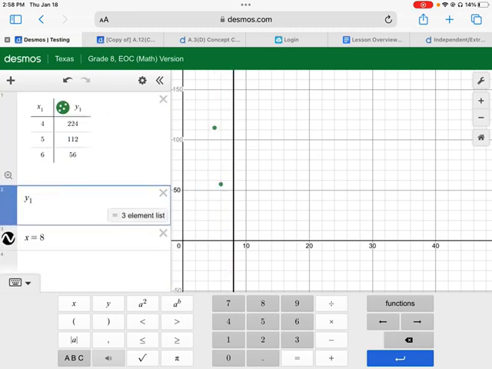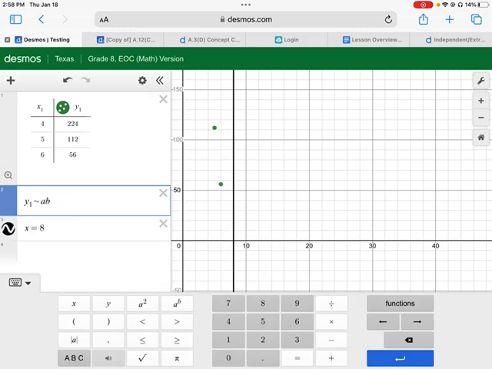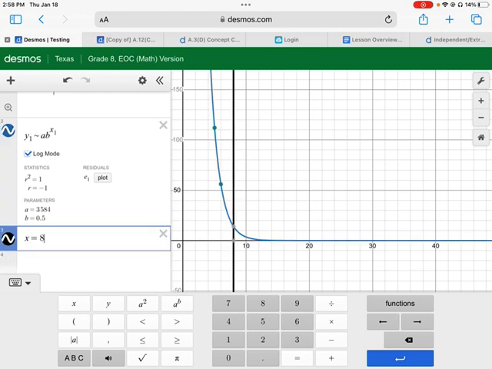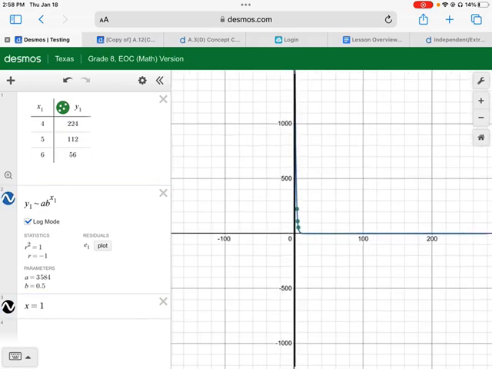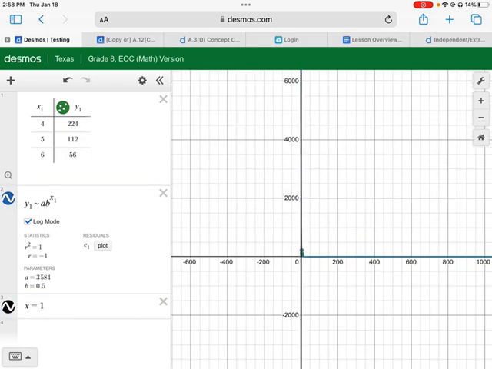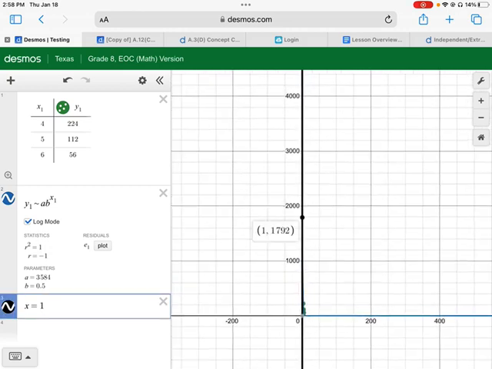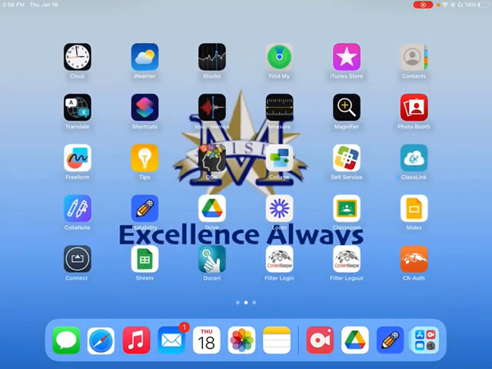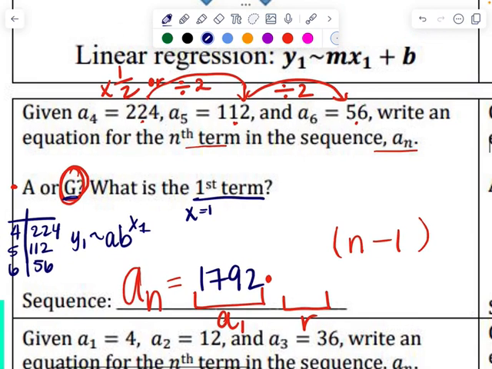Geometric, y1 squiggly, ab power of x1. And we said we wanted the first term, so that's x at 1, x equals 1. Geometric grows or decreases really rapidly. If I want the first term on this one, I'm going to have to zoom out quite a bit, but there it is. So 1792. So we found x equals 1 gave us 1792. And now my ratio.